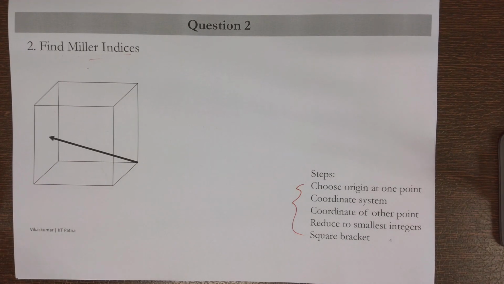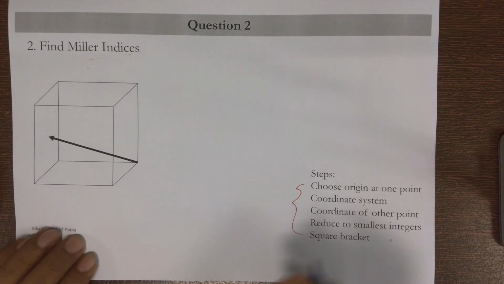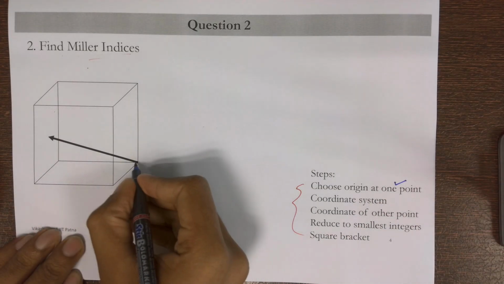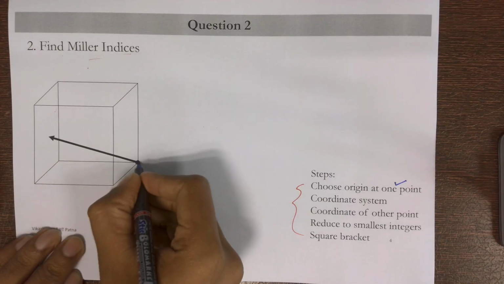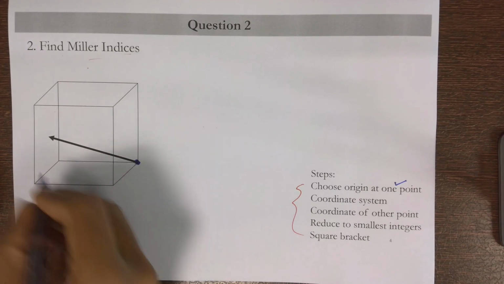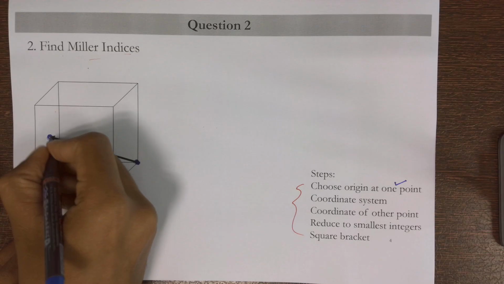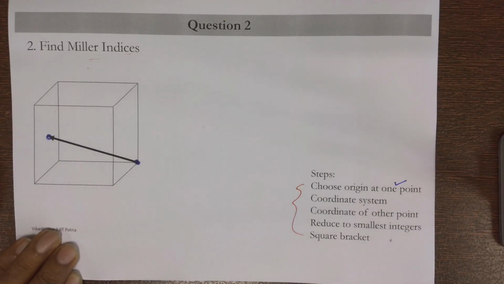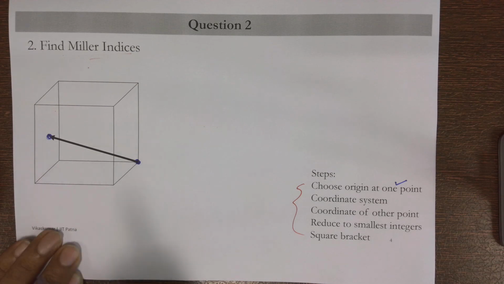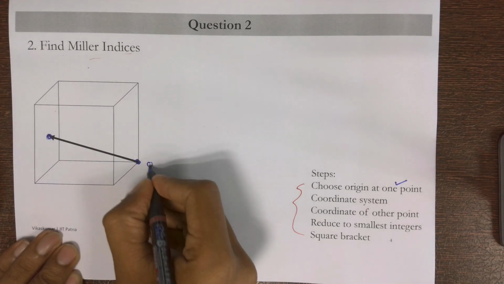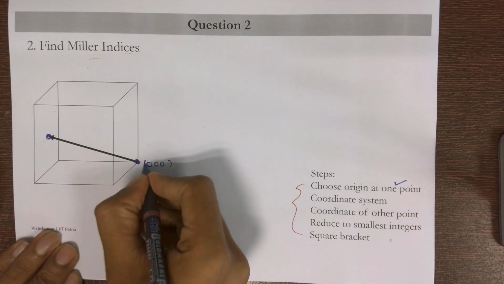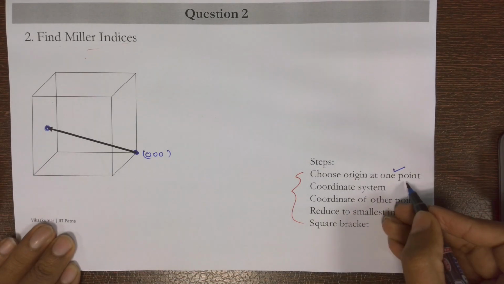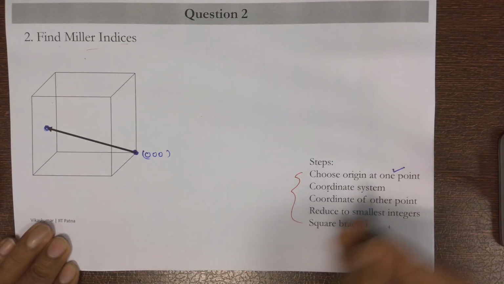First of all, we are doing this for the direction right now. So the steps are, we have to choose the origin at one point. We can see this direction is made up of a start point over here and another end point over here. Choose your origin at one of the points, either this or this. For convenience, I will choose the origin over here. Now, second step, choose the coordinate system.